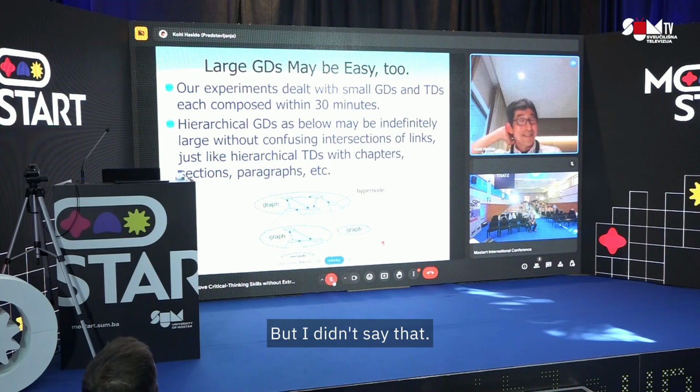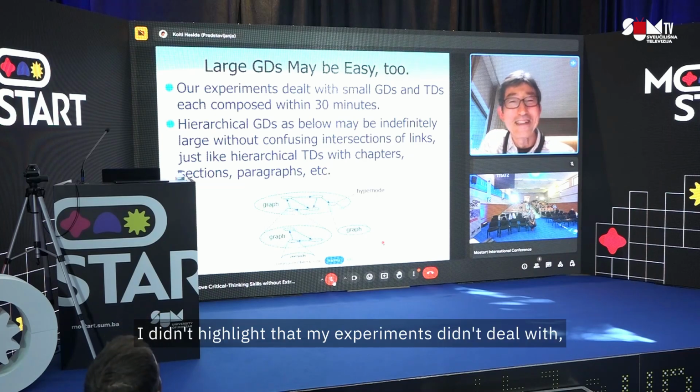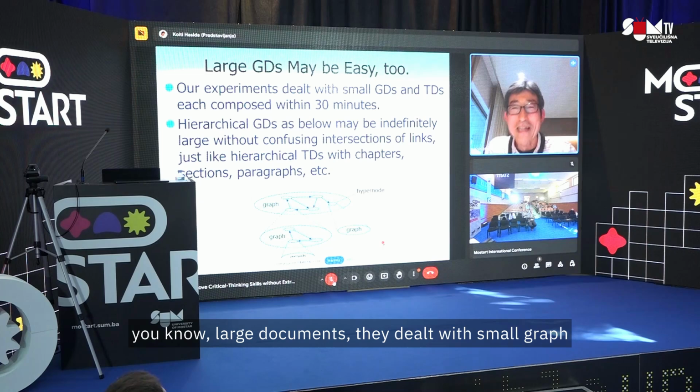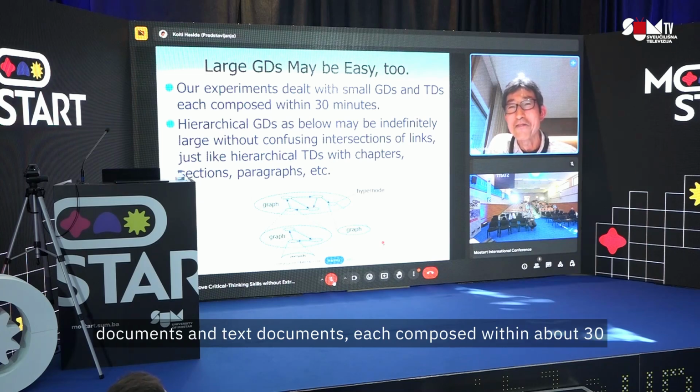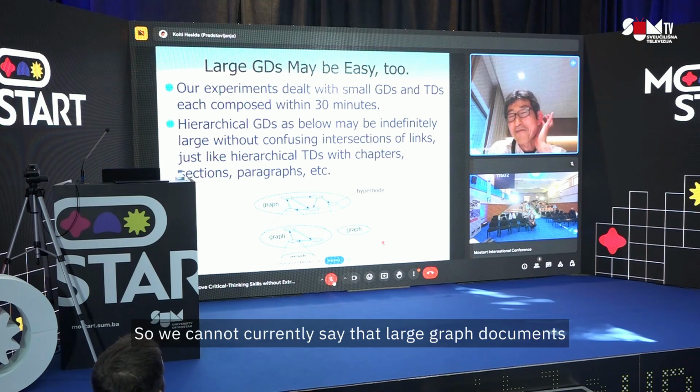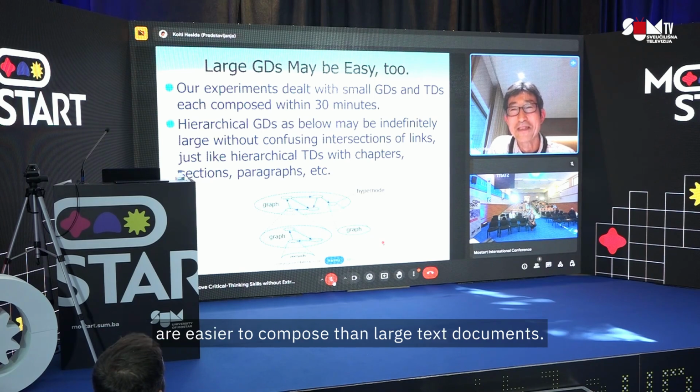But I didn't highlight that my experiments didn't deal with large documents. They dealt with small graph documents and text documents, each composed within about 30 minutes because of the time limitation. So we cannot currently say that large graph documents are easier to compose than large text documents.